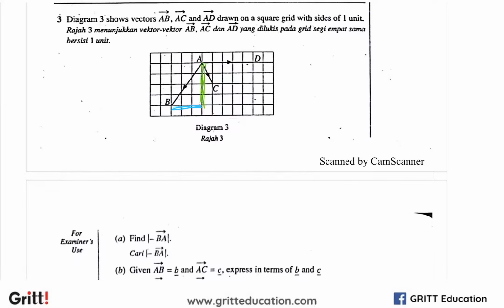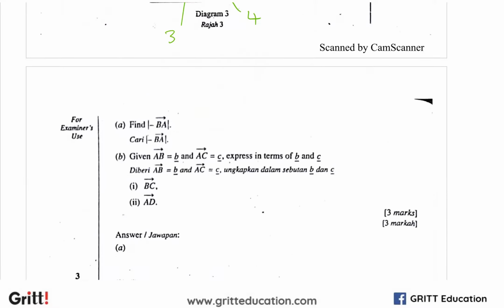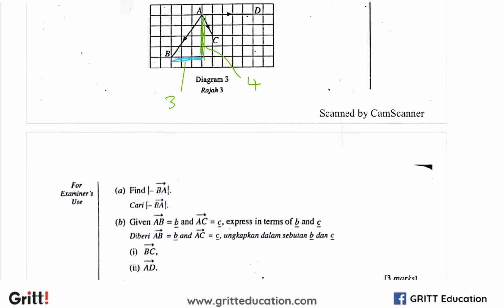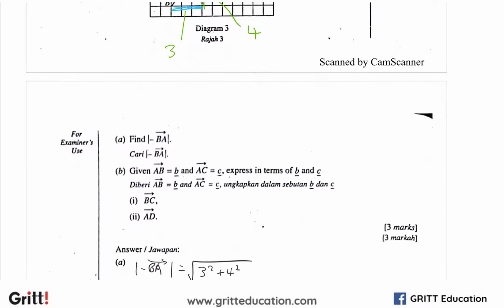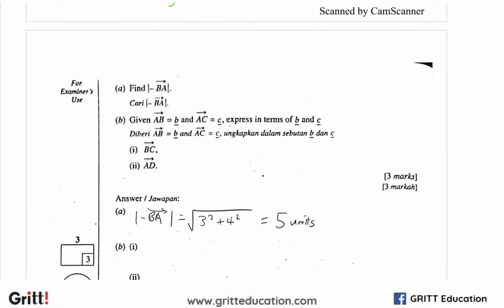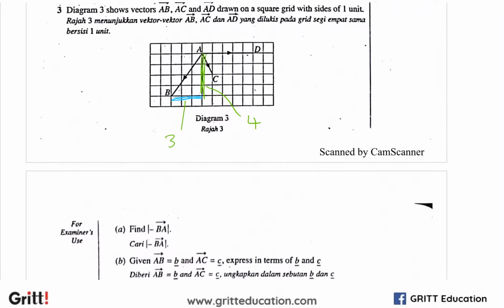Those two lengths, one of them is 3 units and the other one is 4 units. So using 3 and 4, you can find the hypotenuse. So this particular thing over here is equal to the square root of 3 squared plus 4 squared, which are the two sides of the triangle. So you will get that the answer is equal to 5 units. So that is how you find the magnitude of the vector.